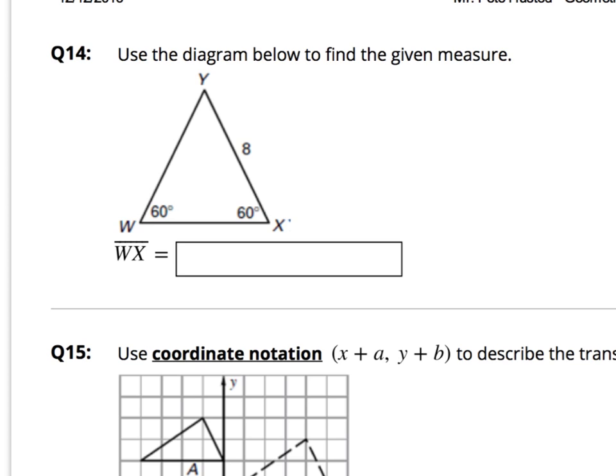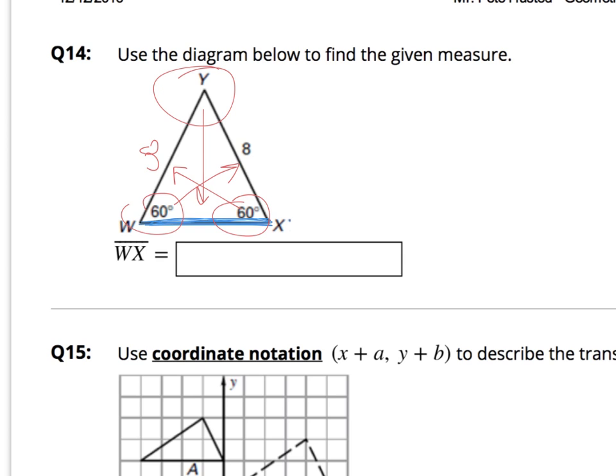Okay, number 14. We're going to use this picture. We need to figure out WX, that is this segment down here. How long is this segment? So here's what can help you. Okay, if you notice, you've got these angles that are equal to each other, right? Opposite sides of those angles are always equal. So if this guy over here is 8, this one here is 8. But that still doesn't help you with looking across from this angle.